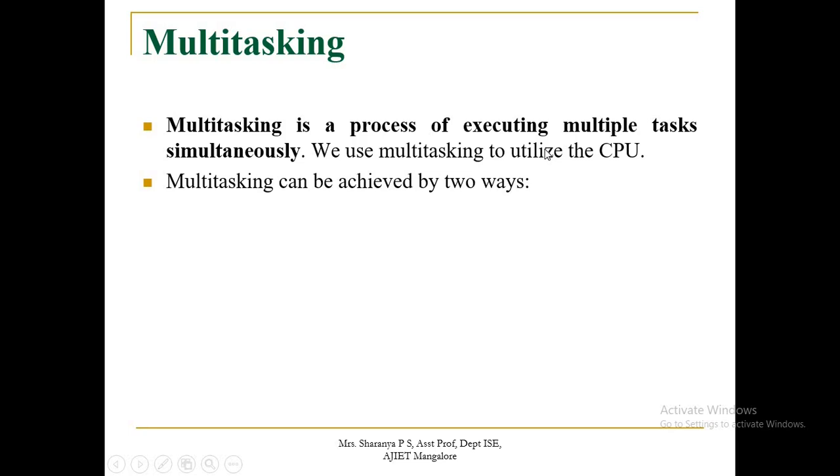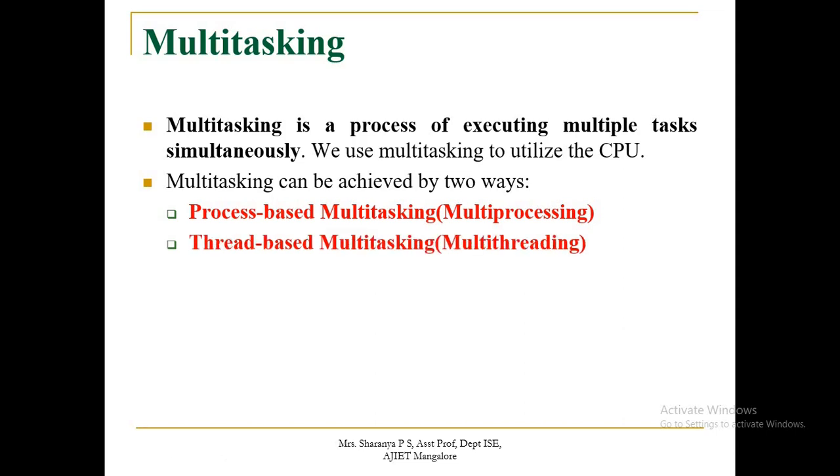This can be achieved in two ways. One is process-based multitasking, that we call multiprocessing, and one more is thread-based multitasking. This is also called multithreading. Now we'll see what these two types are. By both of these we can achieve multitasking.